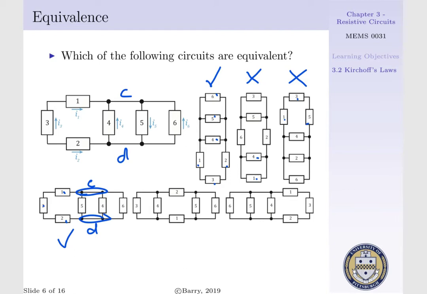Now progressing to the middle circuit on the bottom, we have elements 3 and 4 in a parallel configuration, which immediately indicates these two circuits are not equivalent. And last but not least, bottom right, we have elements 1, 3, and 2 connected in a series configuration that are now connected to elements 4, 5, and 6, which exist in a parallel configuration connected by nodes C and D. The circuit is equivalent to our original.